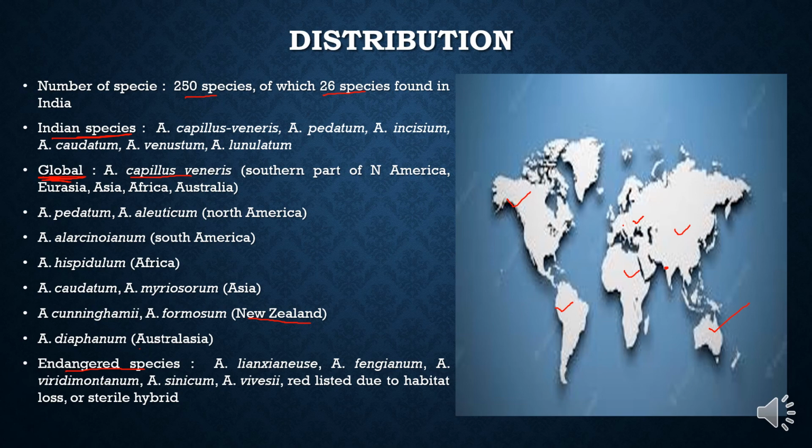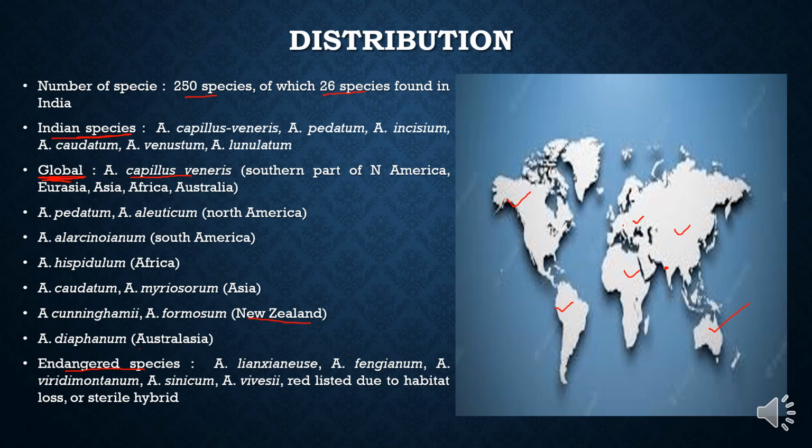So for example, if there is a land use pattern change from a forested area or a naturally vegetated area to an agricultural area, then there will be habitat loss.